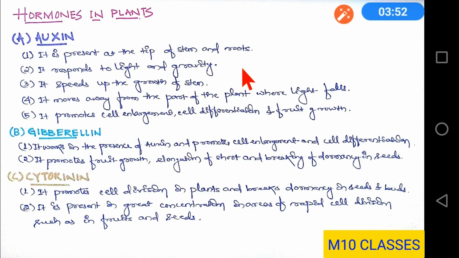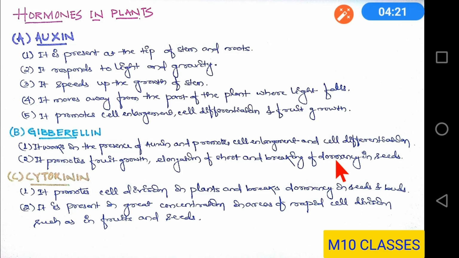Now see, it responds to light and gravity. It speeds up the growth of the stem. It moves away from the part of the plant where light falls. It is important because this auxin hormone helps in phototropism that we are going to read in this lecture. It promotes cell enlargement, cell differentiation, and fruit growth.